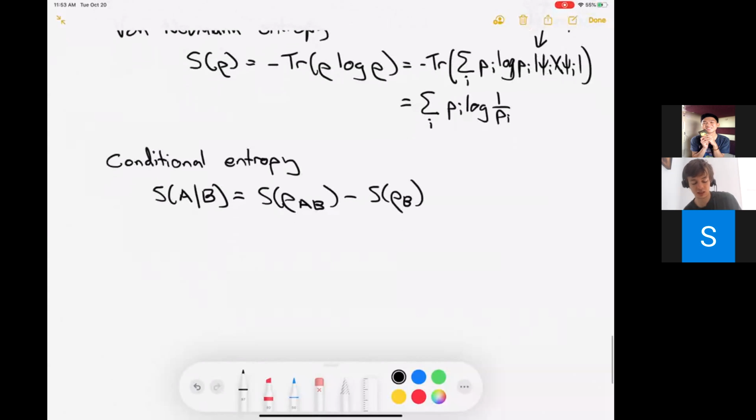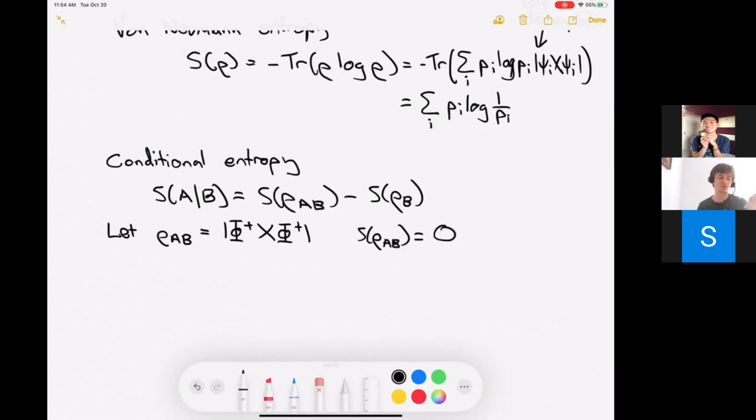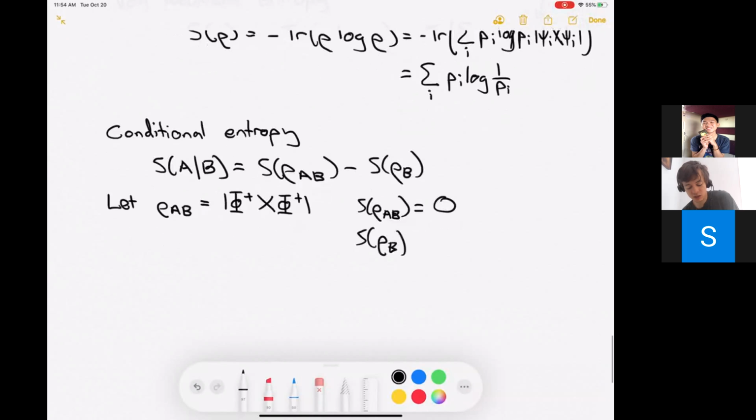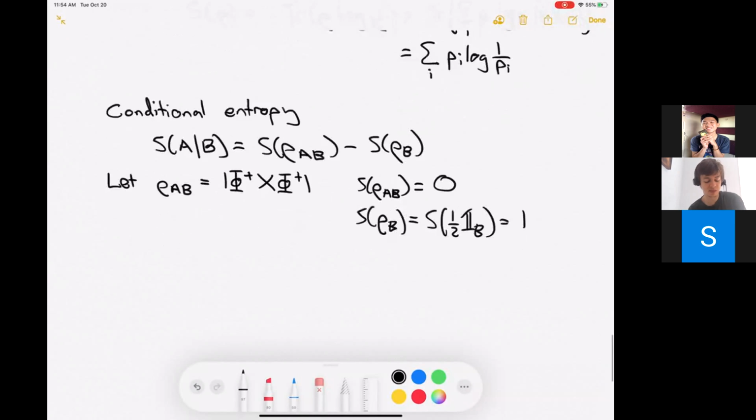In particular, if we let rho AB be a projector onto the Bell state, 2 qubits, so this is a pure state, then S of rho AB is a pure state, so that's just equal to 0. The probability distribution is probability 1 of being in the Bell state, probability 0 of being anything orthogonal to it. But S of just rho B on its own, well, the reduced density matrix rho B is equal to half times the identity on B, and so that has entropy equal to 1. So the conditional entropy of this entangled state is equal to 0 minus 1, so it's equal to minus 1, which is, of course, less than 0.